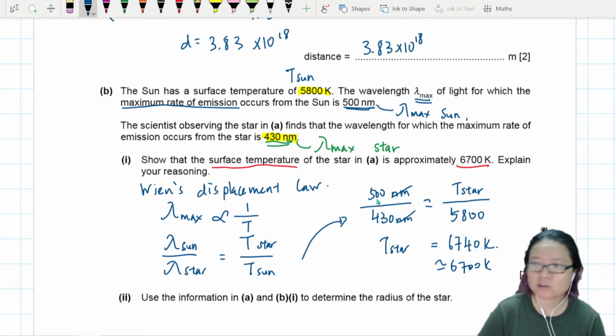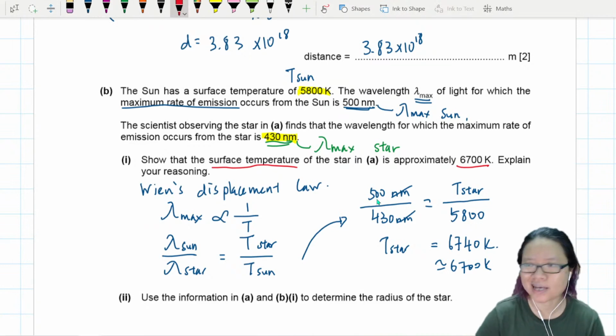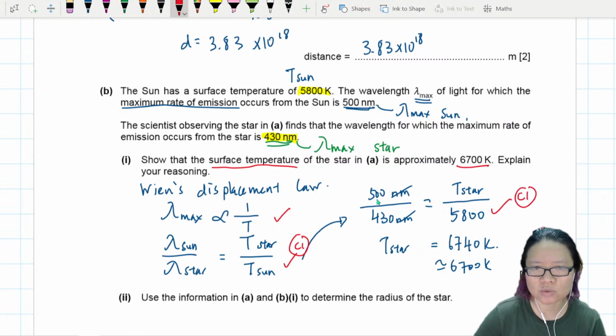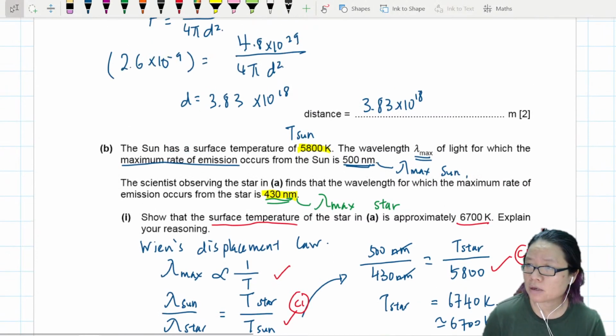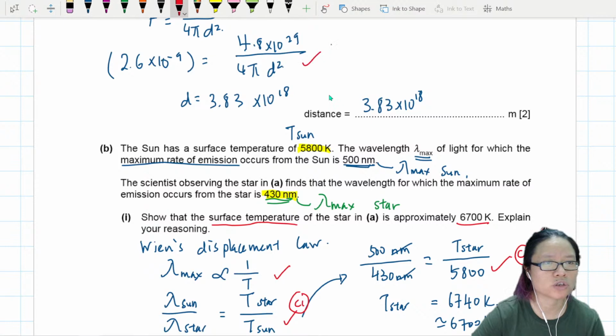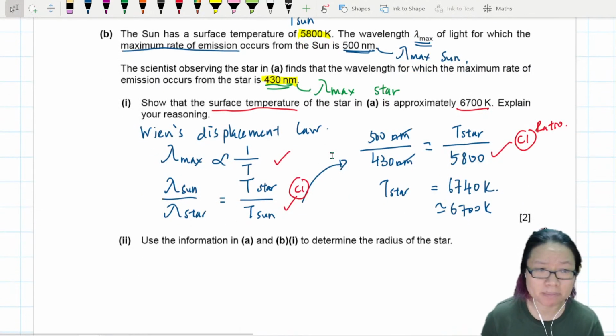So the places where we want to see marks are either this or this for C1, and then the substitution for another C1, the correct ratio substitution. Whereas for this one, you show the substitution, you get 1 mark, the distance as well. Easy. All right. Use the information in A and B1 to determine the radius of the star.